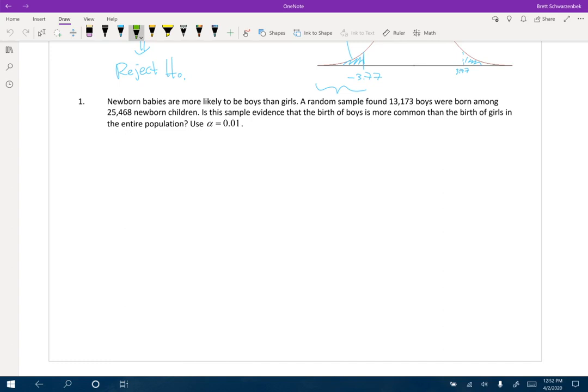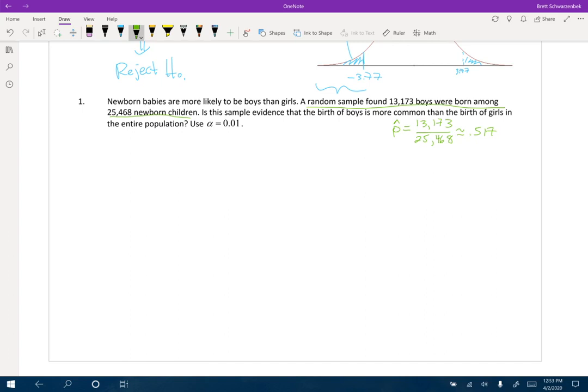So basically they said a random sample found 13,000+ boys out of 25,000 newborn children. So hopefully right away you go, oh, that's got to be my p-hat of boys that were born, right? So if you calculate that, by the way, it's around 0.517. Okay, but if you look at the rest of this problem, there are no other givens at all, numerically.